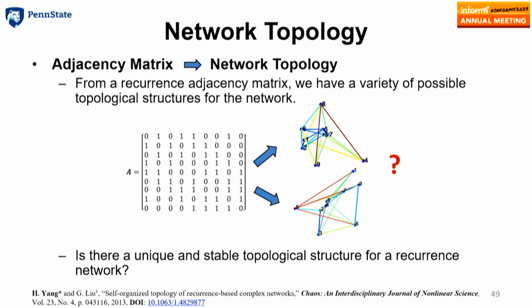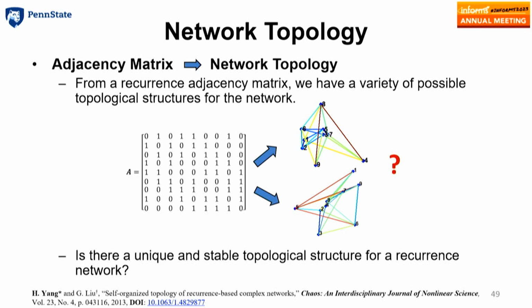For the same adjacency matrix, we could have a variety of topological structures for the network. For example, in these two the links are the same. They are all derived from the same adjacency matrix, but the shape is a little bit different. Which one should we use? Is there a unique and stable topological structure for a recurrence network? This is studied in this paper, and for technical details you may dive into it.